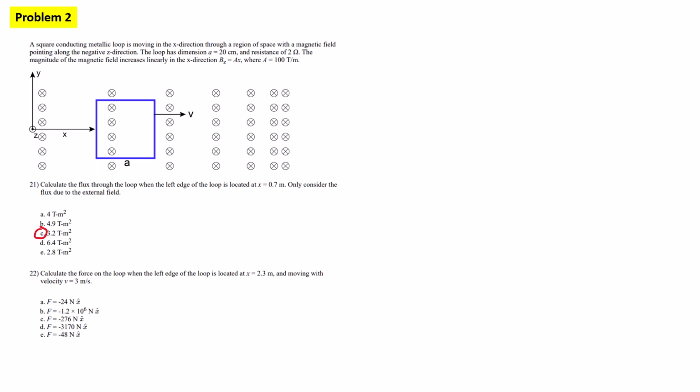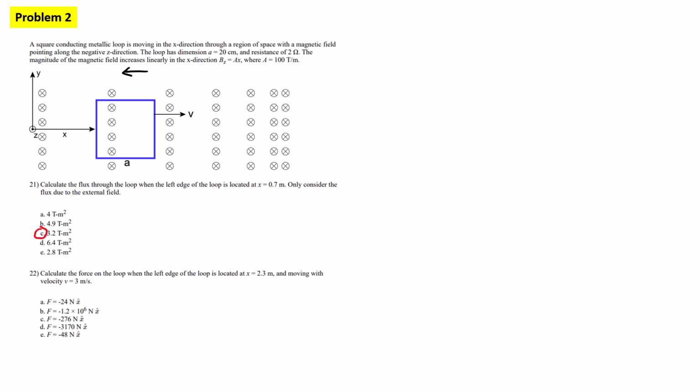All right, for problem 2, let me just start off with a clean page over here. It says, calculate the force on the loop when the left edge of the loop is located at x equals 2.3 meters and moving at this velocity. All right, so we have different forces. Look at all the forces are negative, so it tells me that the net force here should be pointing to the left. Let's go see why that happens.